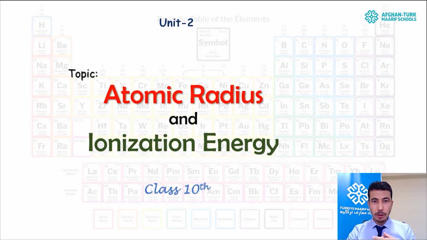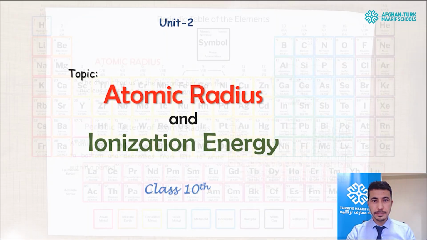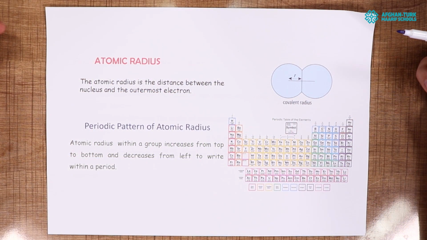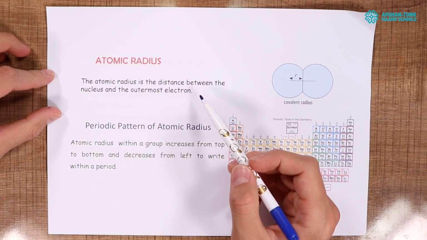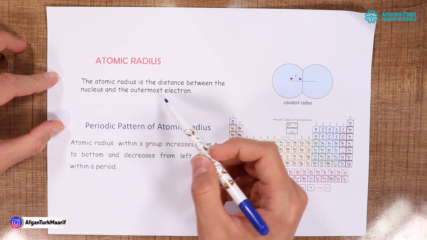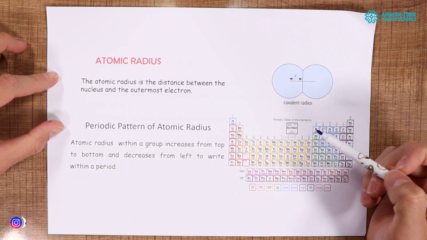Again Faizullah Omar with you, and today we are going to study atomic radius and ionization energy. So let's see what these two terms mean. Okay, students, let me define what atomic radius is. The atomic radius is the distance between the nucleus and the outermost electron of the atom.